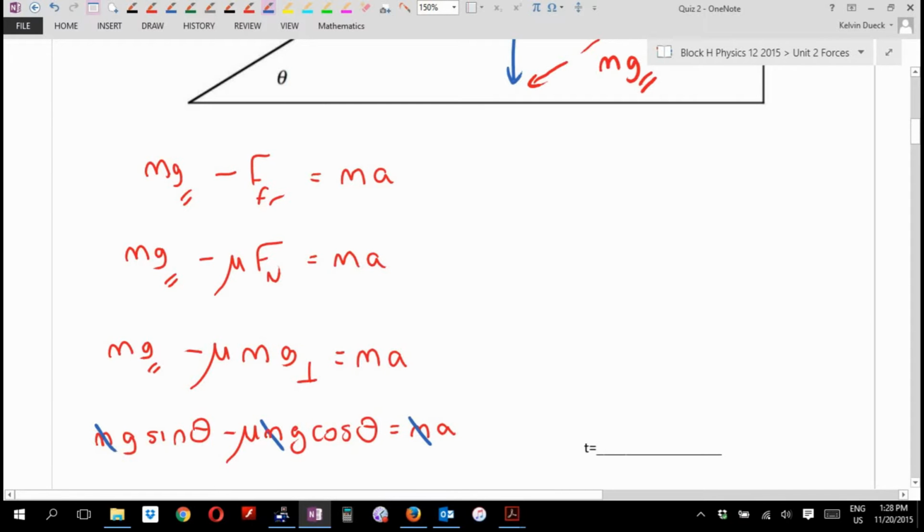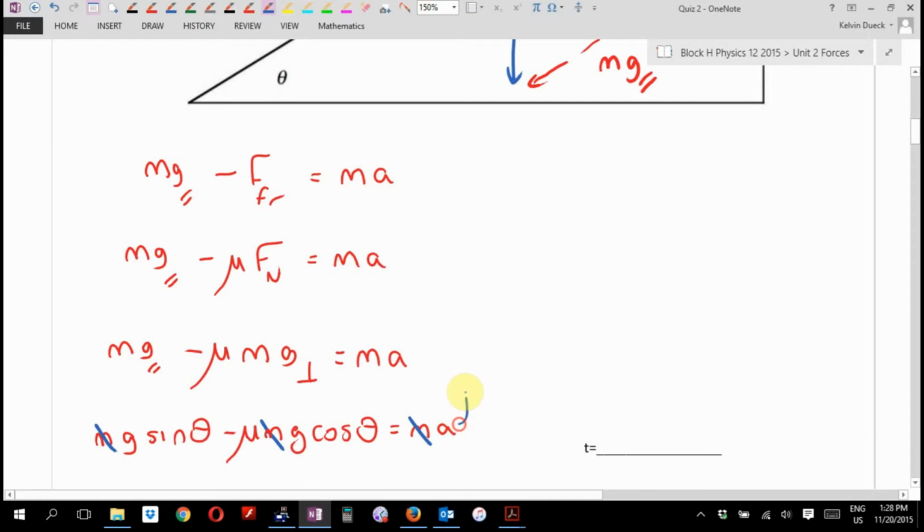Why can I cancel out the mass? Because there's a mass in every single term. If one of those was missing a mass, I'm out of luck. You won't be able to cancel out the mass on most lawnmower questions. Trust me.